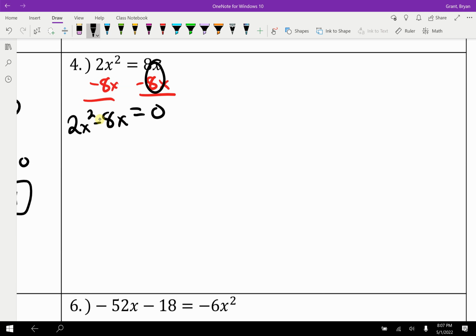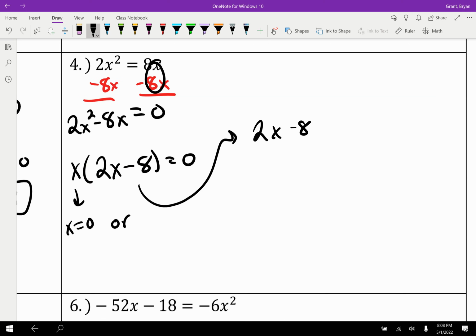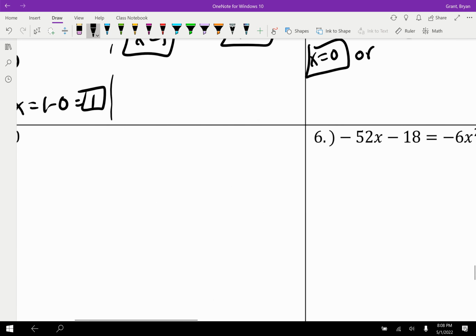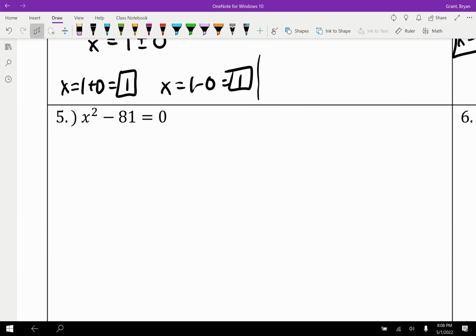I think we can just take an x, or a 2x if you'd really like, out of this. So I'm going to take the, I'll just do an x for now. Gives me 2x minus 8 equals 0. And then two equations. X equals 0, or 2x minus 8 equals 0. Add 8 to each side, divide by 2 to get 4. Nothing bad. If you had taken that 2x out instead of the x, you would have still gotten 0 and 4.